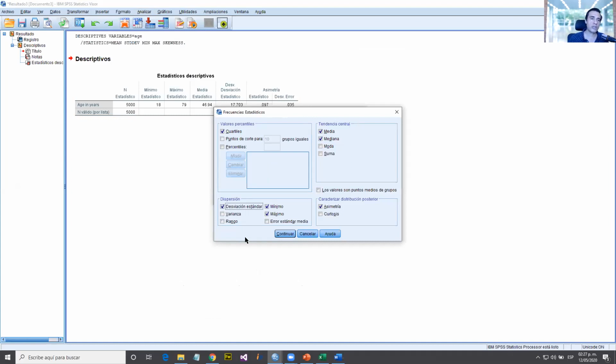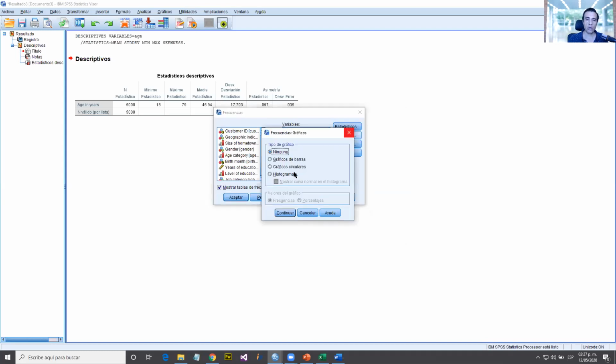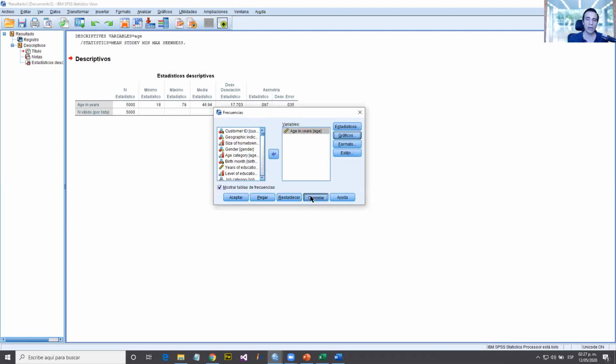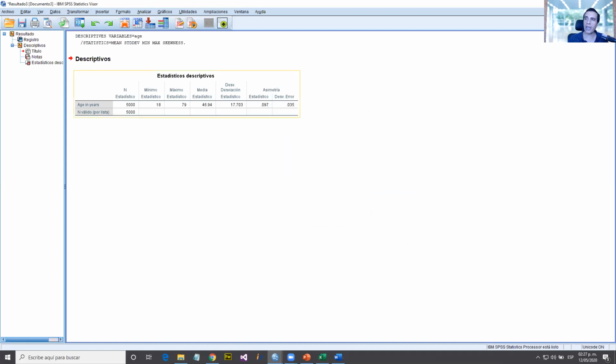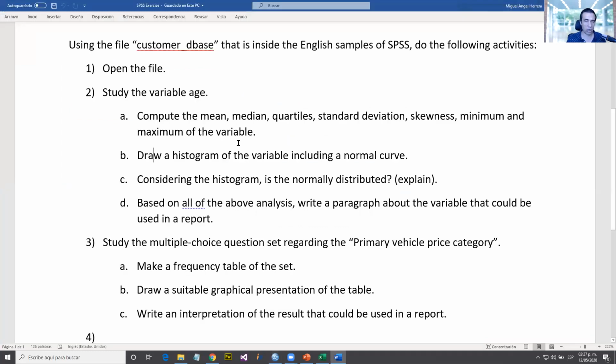So it is faster if you go with frequencies, right? There are quartiles, mean, median, skewness, minimum, maximum, and standard deviation. By the way, right here is the histogram. You go to graphics and right there. Okay, so let me do it again from the beginning. In order not to have too much information, I am going to close this window, the results one. I am not going to save it, so that way I can start from the beginning.